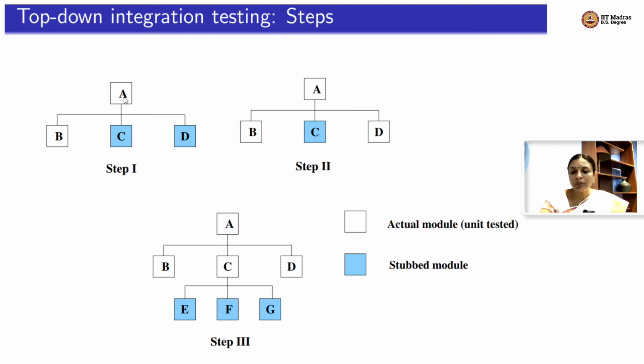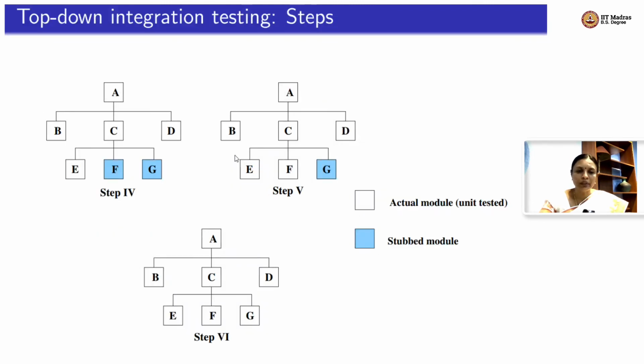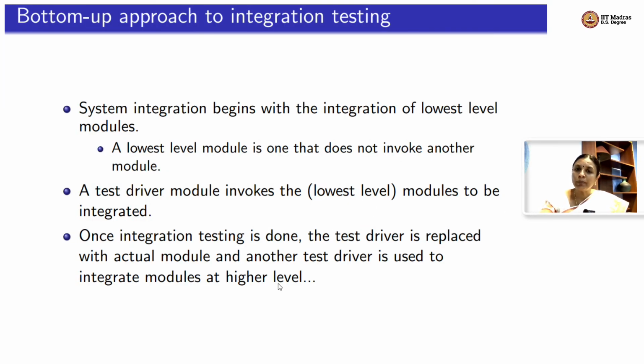The same interpretation can be given in a bottom-up way. So system integration begins with the integration of the lowest level modules. A lowest level module in a module hierarchy document, as we saw, is one that does not invoke other modules. Like for example, here B, E, F, G and D are lowest level modules. So if I do bottom up, I begin first with them being ready. And then I write test drivers that will invoke these lower level modules and go in a bottom up way.